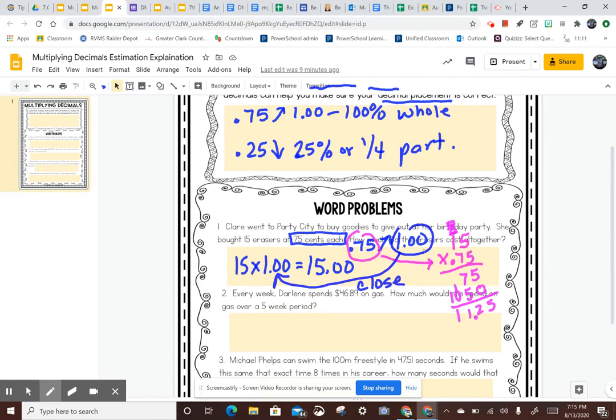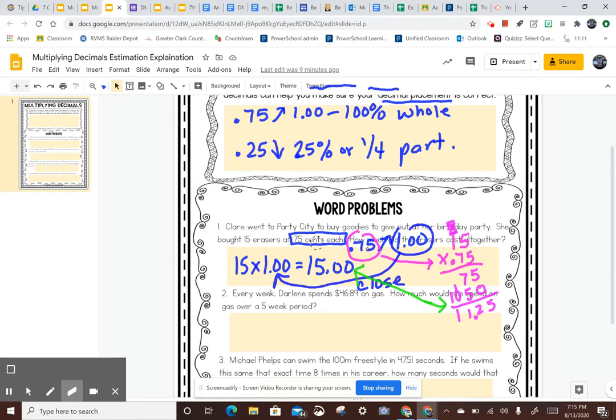So if we look at 1125 and 15, are they close to each other? That would be your hint to know whether or not you messed up. If this number was larger than 15, then you know you're wrong. If it was a whole lot smaller, like 5.25, then you would know you were wrong too, because that's really, really far off. 7.75 and 1.00 are very close. So that's what would tell you.